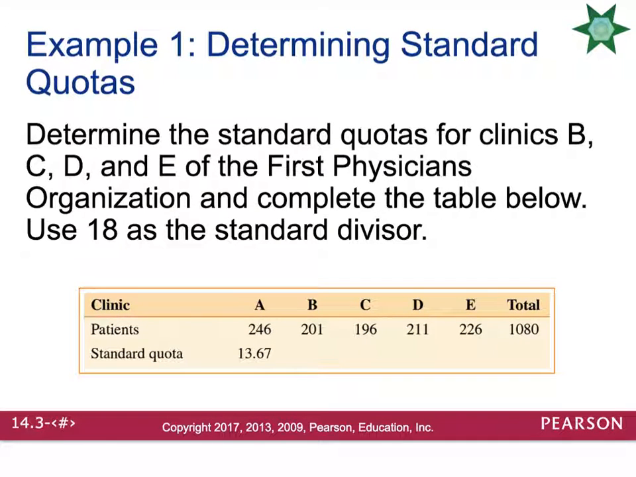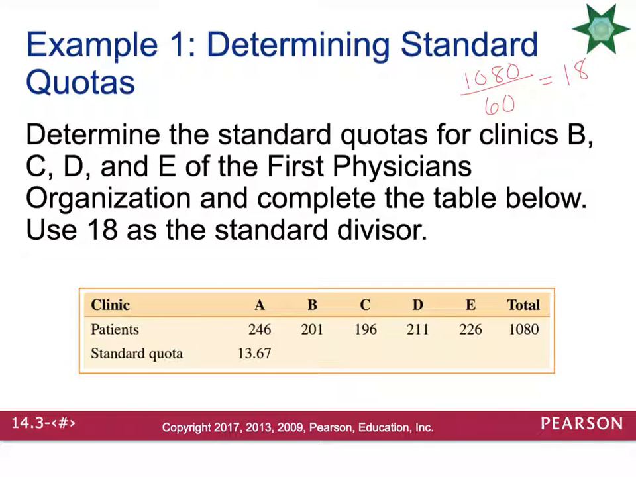So let's look at an example really quick. Determine the standard quotas for clinics B, C, D, and E of the First Physicians Organization and complete the table below. Use 18 as the standard divisor. Now, they didn't tell you this, but I'll go ahead and tell you. The total number of patients they had was 1,080, and this particular firm only has 60 doctors. So if you took 1,080 and divided it by 60, that's where they're getting the standard divisor of 18 from.